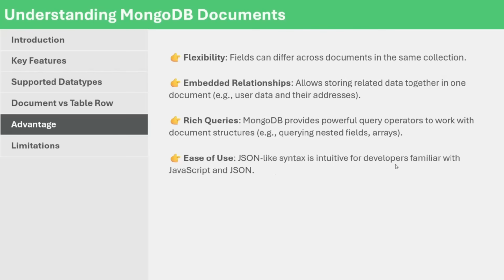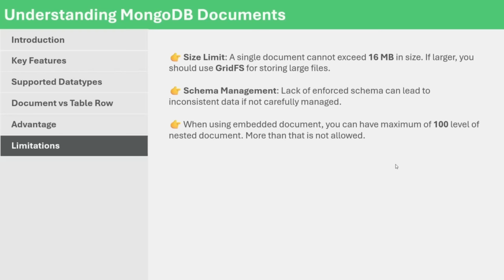Now, when working with documents, we also have some limitations. So for example, a single document cannot exceed 16 MB in size. The maximum size allowed for a document is 16 MB. Also, since the documents in a collection are schemaless, it can lead to inconsistent data if not carefully managed.